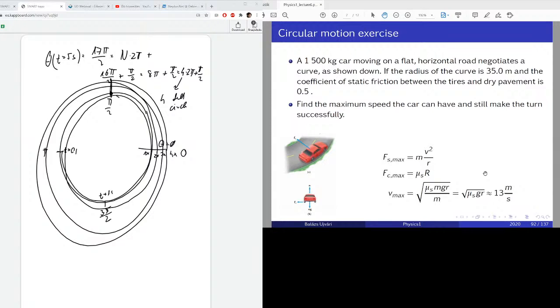And also, if you accelerate your car while you make this turn, that means the static friction will be shared between the centripetal force and the acceleration. That means the speed you can reach to make the turn successfully can be less.